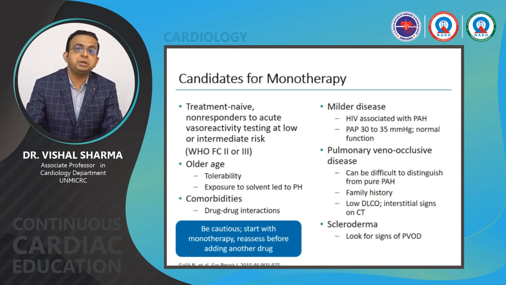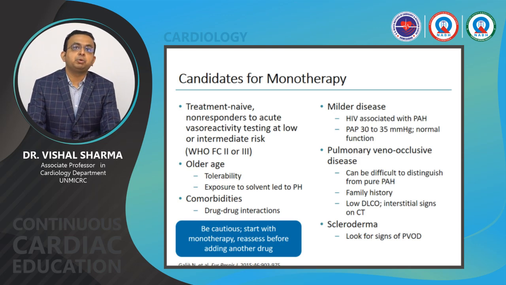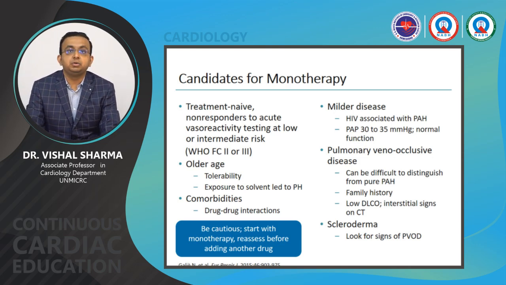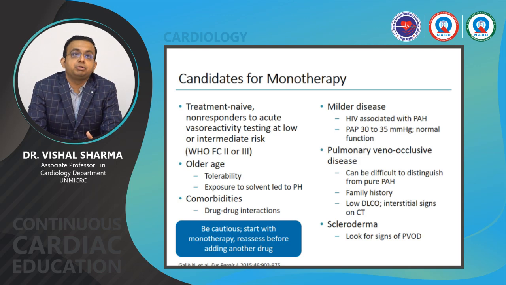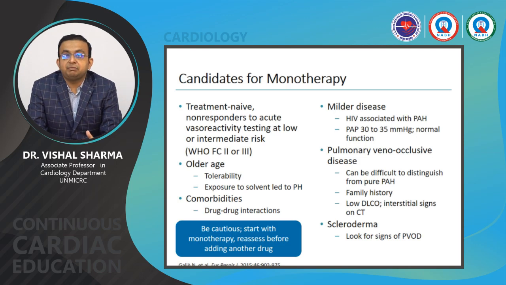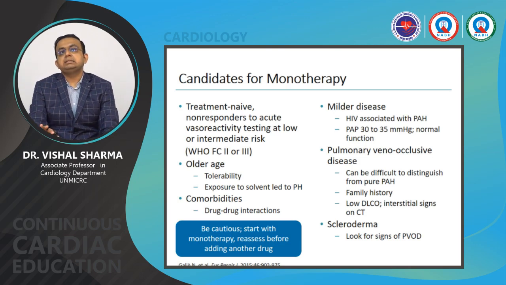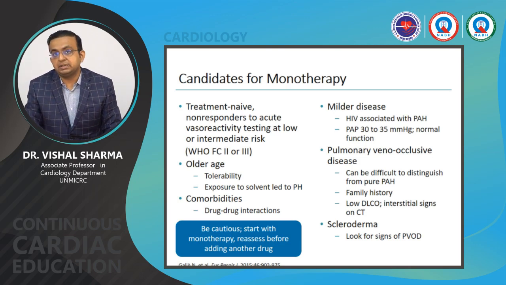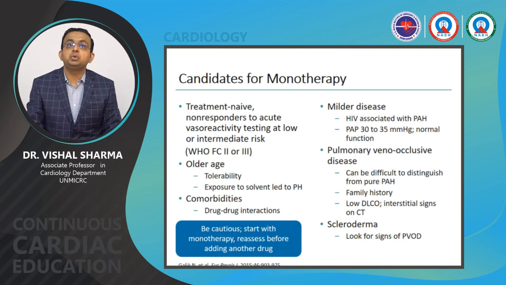There is a very selected group of patients who would really benefit from monotherapy, and these patients include vasoreactive patients, or patients who have just functional class 2. Then this includes old age patients who won't be able to tolerate combination therapy, or patients with comorbidities, multiple drugs, drug-drug interactions occurring, patients with milder disease having, say, HIV or pulmonary veno-occlusive disease, or patients having scleroderma. So very few patients would in fact qualify to receive monotherapy, and you should be cautious enough to select this group of patients for monotherapy.